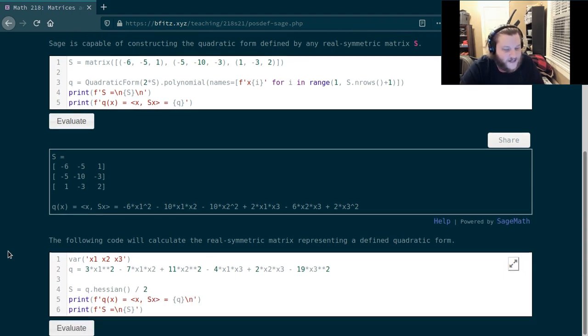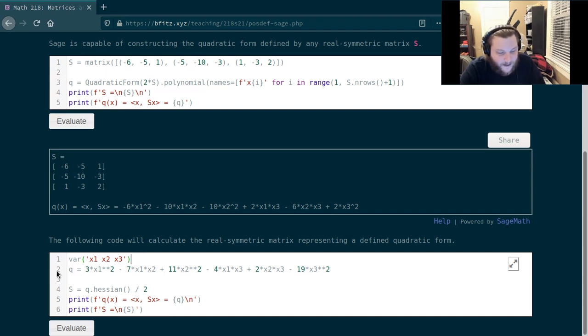In this second code cell, here, what we can do is we can write down a quadratic form, and then given the quadratic form, we can extract the real symmetric matrix representing the quadratic form. Now, in order to do this, I need to start by initializing my variables in the system. So I'm going to use the variables x1, x2, x3, and the syntax for initializing the variables is var, open parentheses, open single quote, x1 space x2 space x3, close single quote, close parentheses. That tells Sage that x1, x2, and x3 are variables.